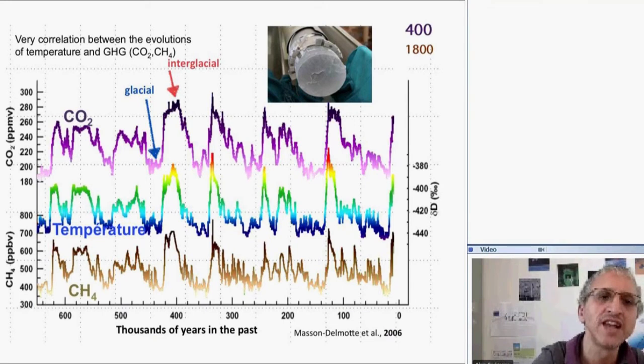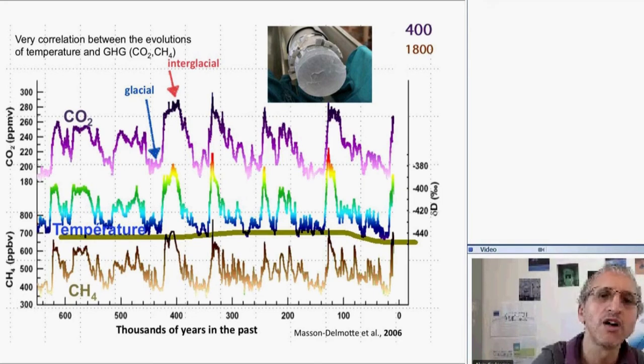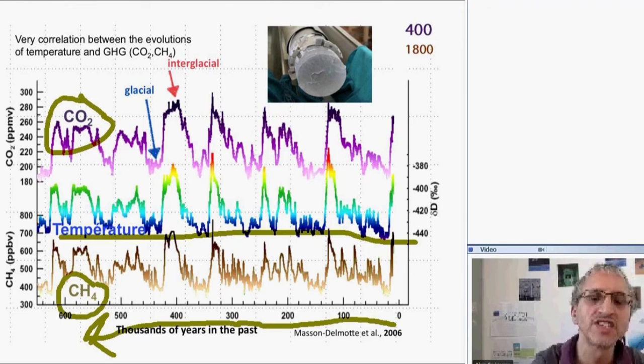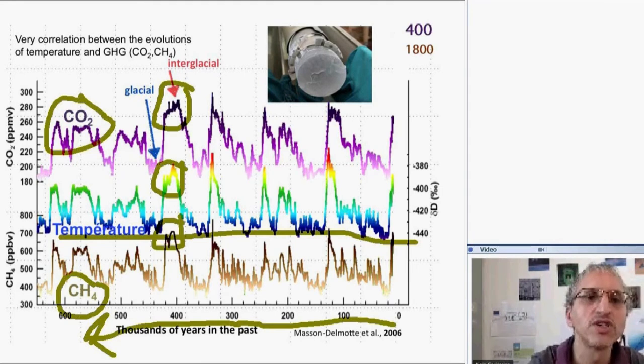It's another picture. When you put the temperature record, as I've shown you, next to the concentration of what we call greenhouse gases in the air bubbles, for the last 600,000 years, this is the concentration of CO2 and the concentration of methane, another important greenhouse gas. And what you see is that when you've got very high temperature, you've got very high levels of CO2 and very high levels of methane. So there is a very strong correlation between the evolution of temperature and the concentration of greenhouse gases.